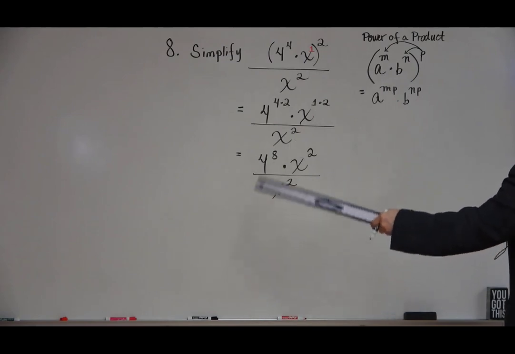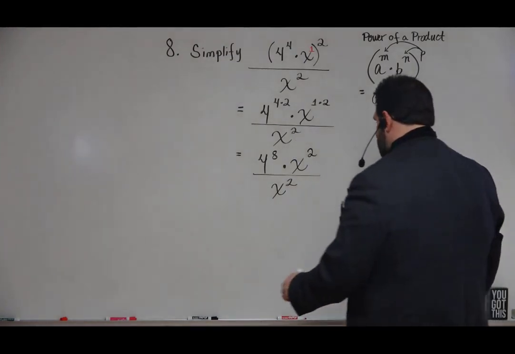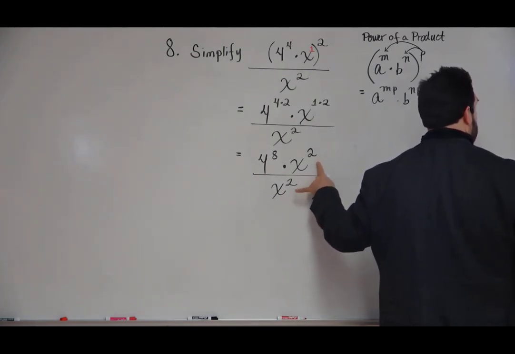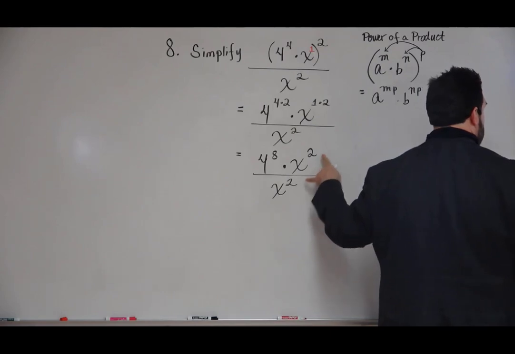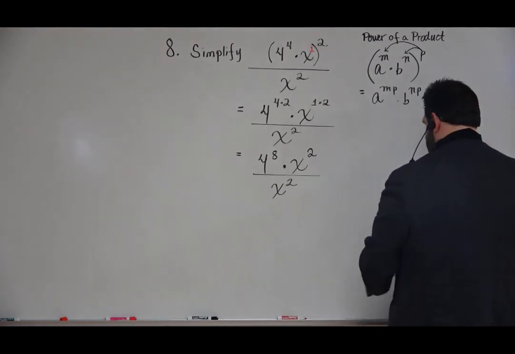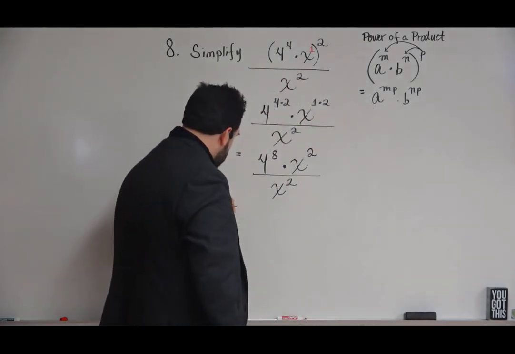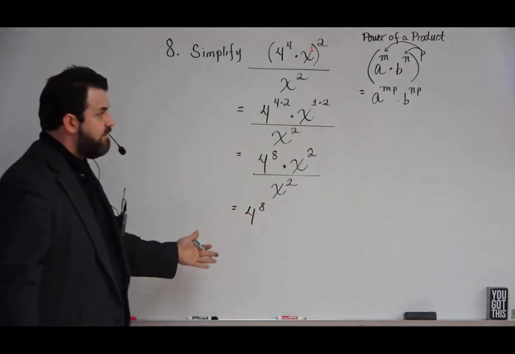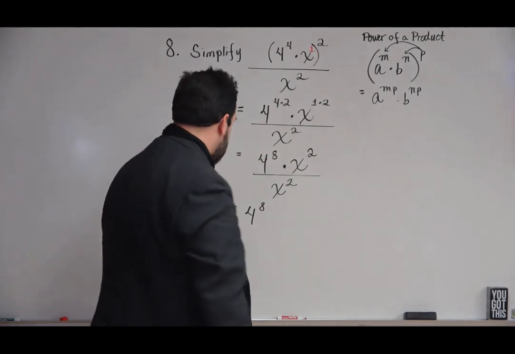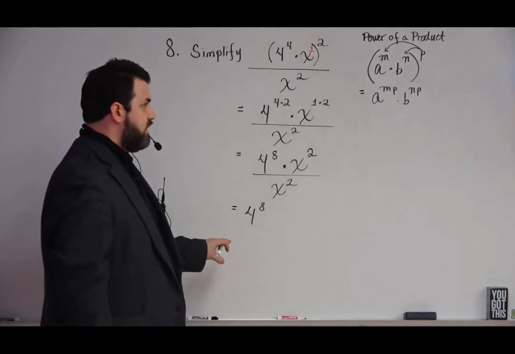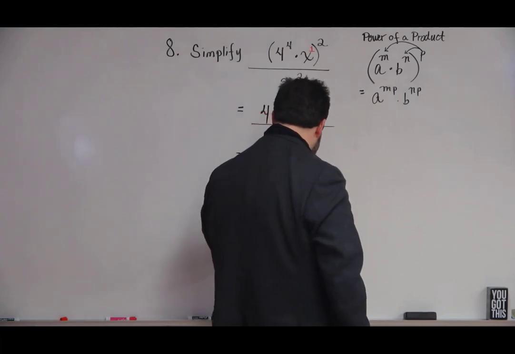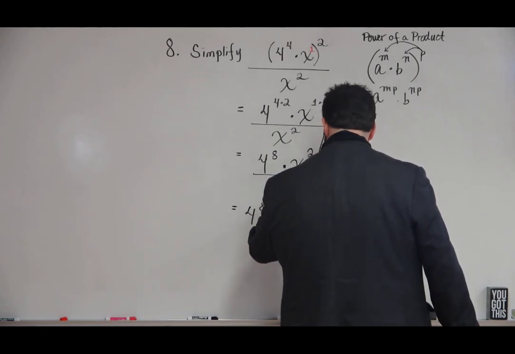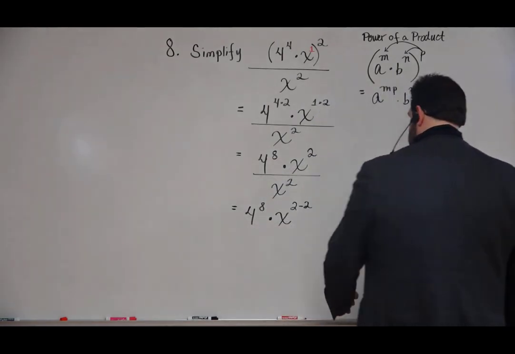So here's the situation at this stage. Now, this should be jumping out at you guys. I got the same thing up here and the same thing down here. The same bases, we subtract the exponents. So I write 4 to the power of 8, which I'm not going to attempt to expand into some big number. I'm just going to leave it in exponential form. And then I'm going to put a times symbol and an x. So I'm going to write that base and then put 2 minus 2.